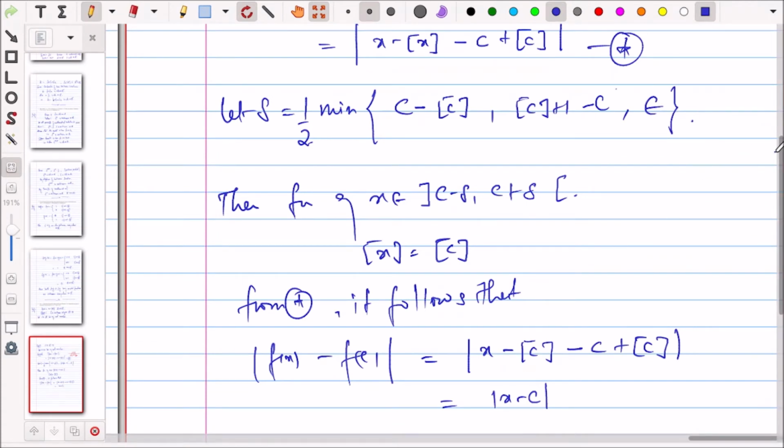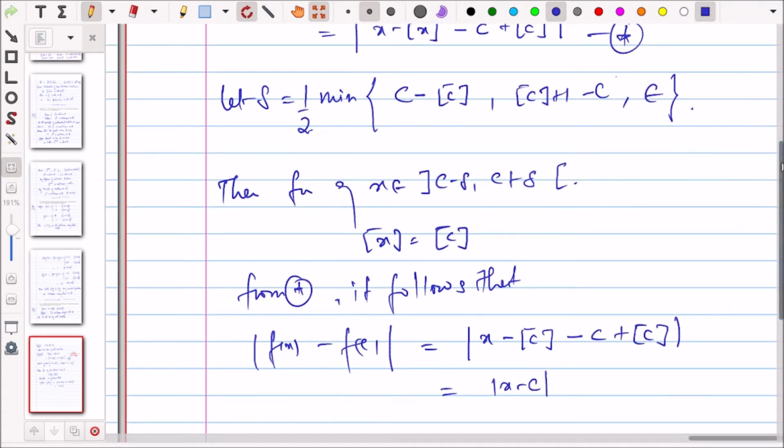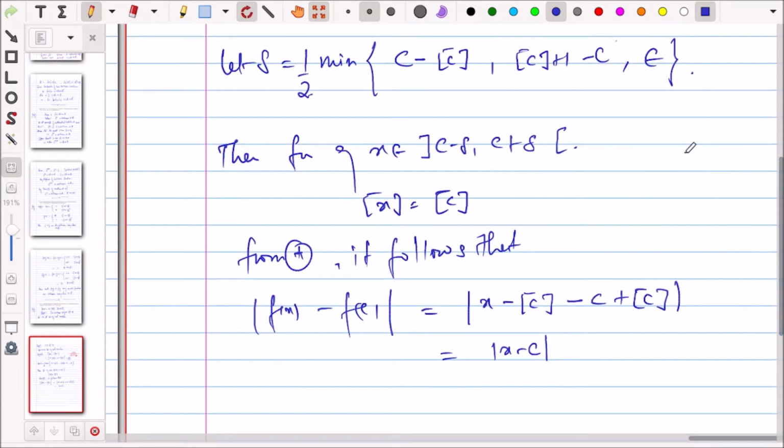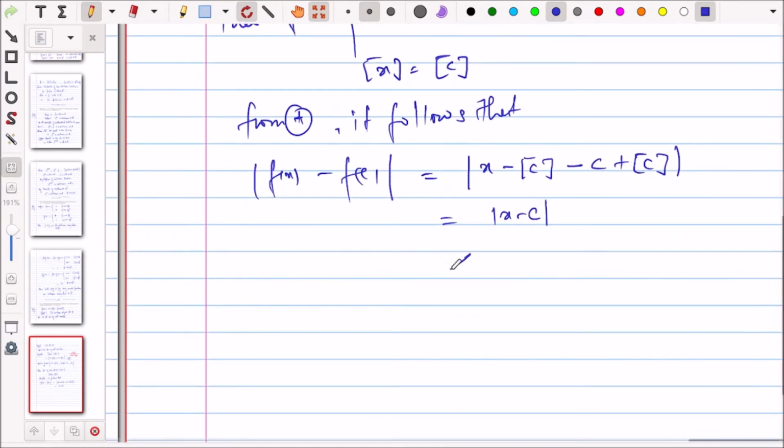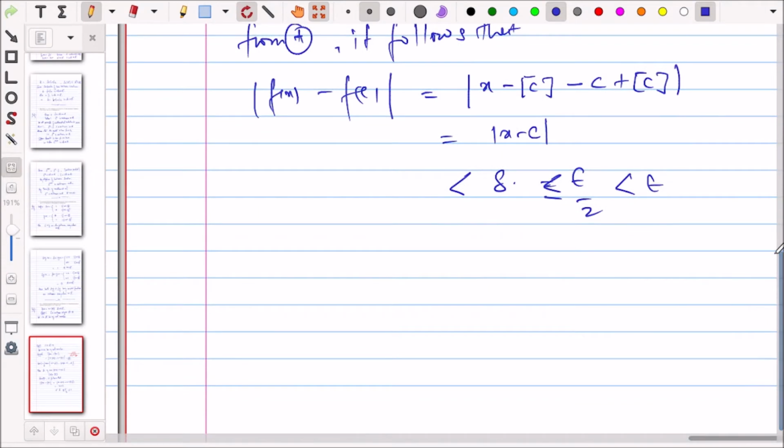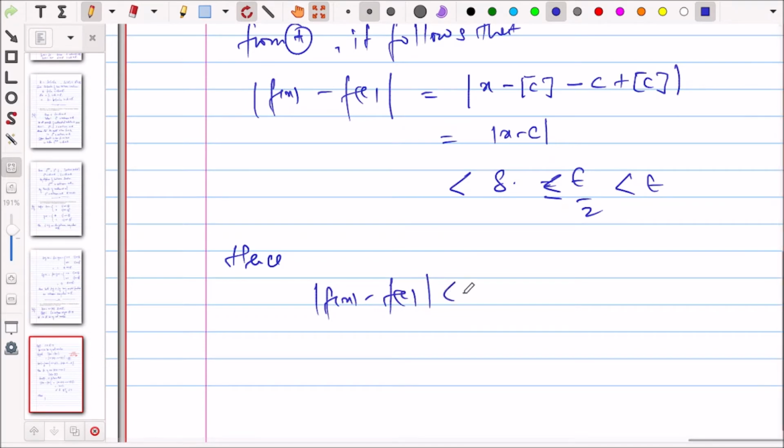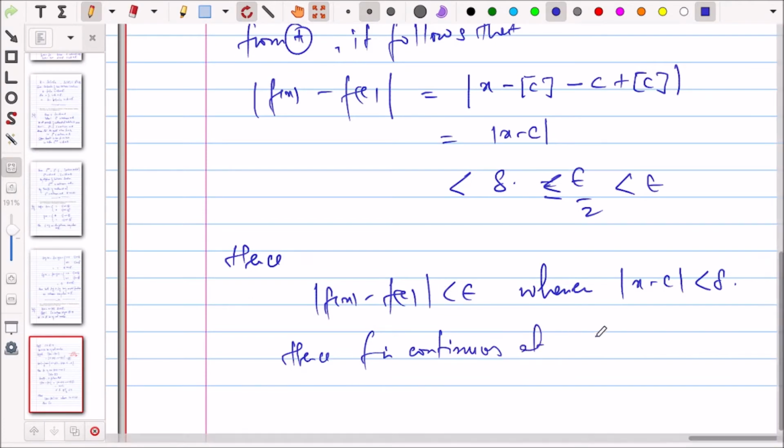So then by this choice, because delta is the minimum of these, delta is less than epsilon, so |x minus c| less than delta will imply, so this is less than or equal to delta, which is less than or equal to epsilon by 2, which is less than epsilon. Hence |f(x) minus f(c)| is less than epsilon whenever |x minus c| is less than delta. Hence f is continuous at c.